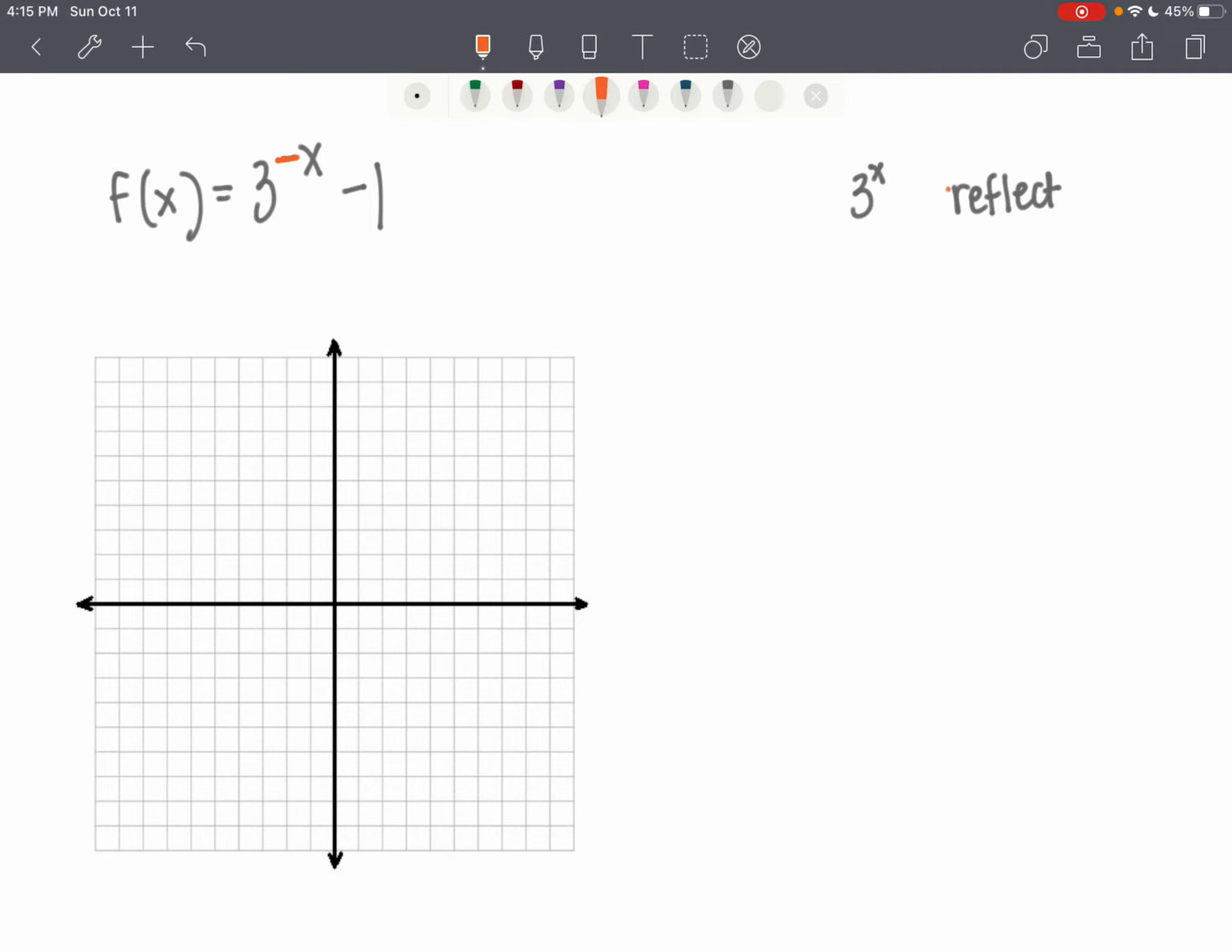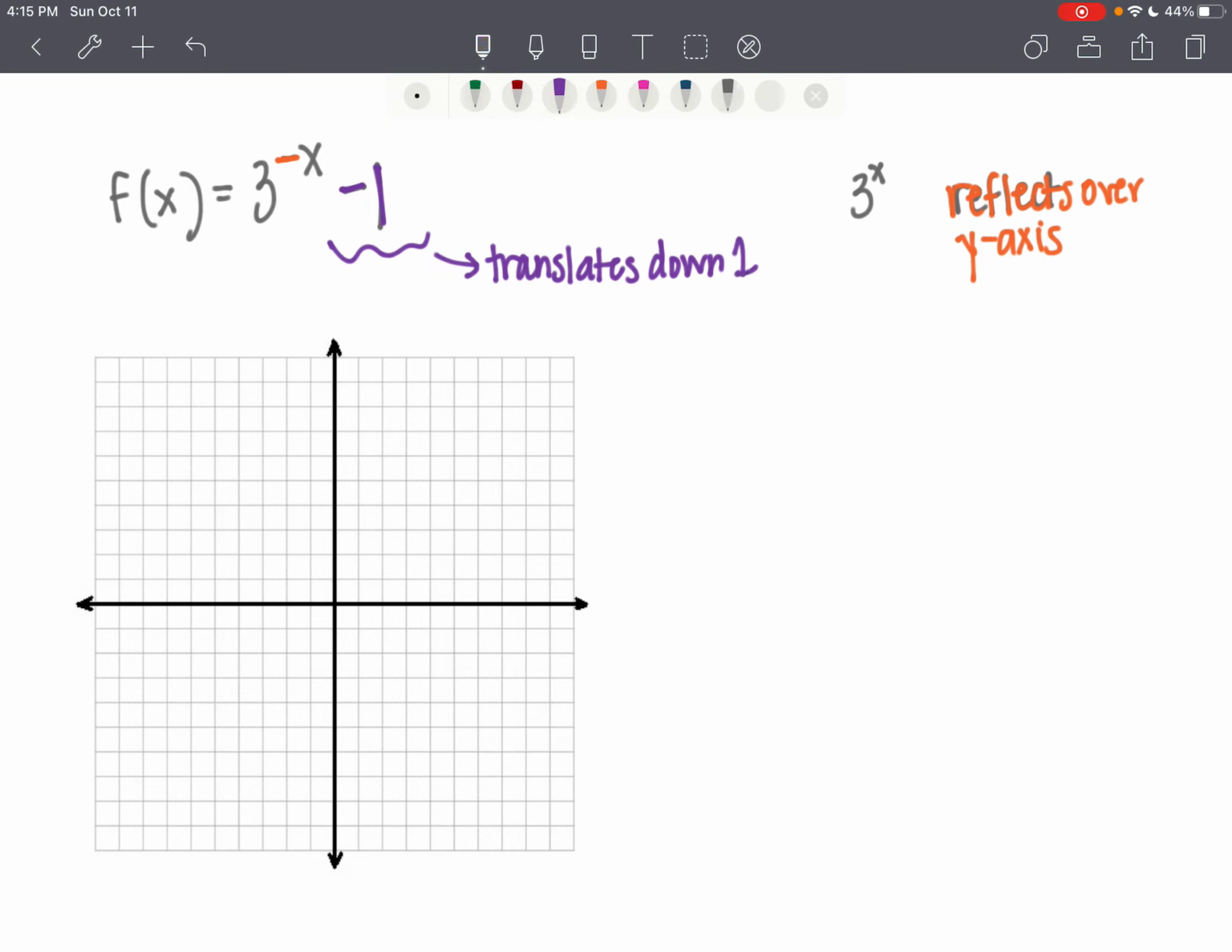Let me write this in orange. That negative reflects over the y-axis. Over the y-axis. This subtract 1 right here is a translation down 1 unit.